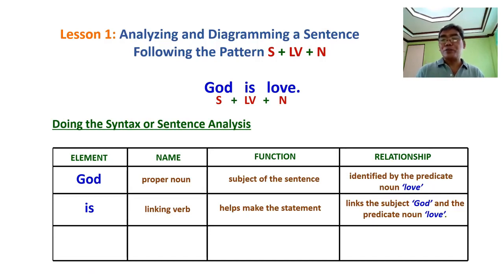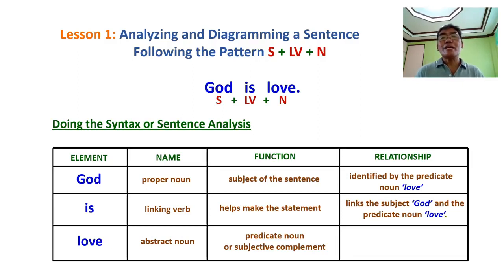Our last element or word is love. This is also a noun, but this time, this noun is classified as an abstract noun. The function of this noun is that it is used as a predicate noun or subjective complement.